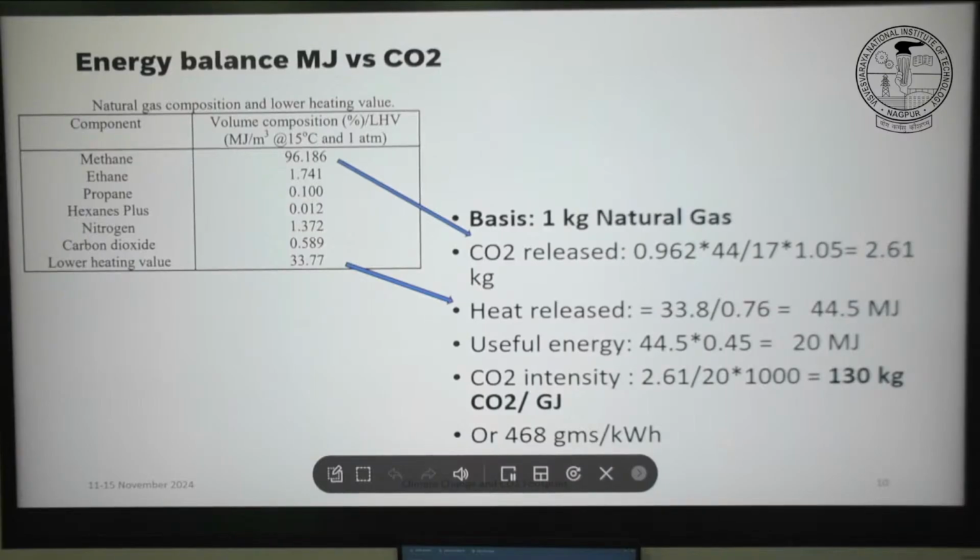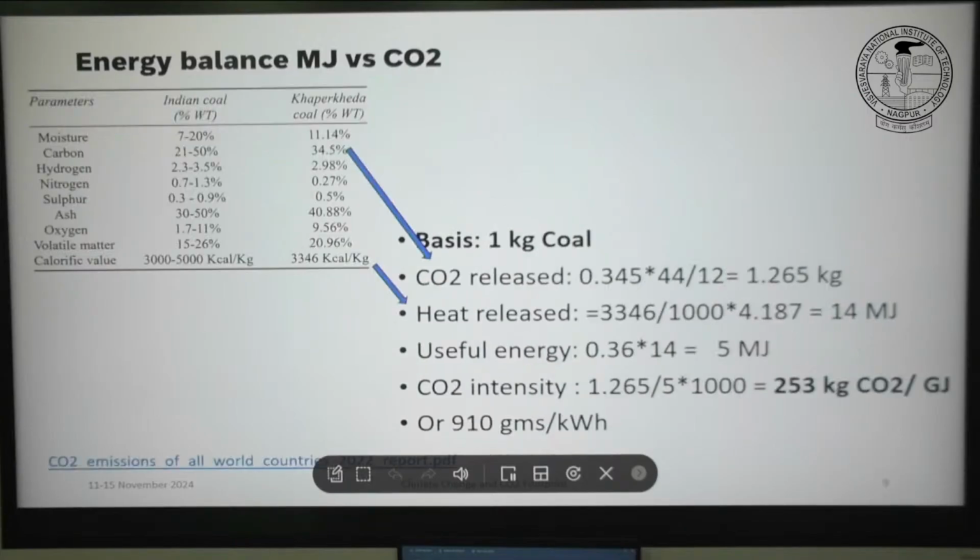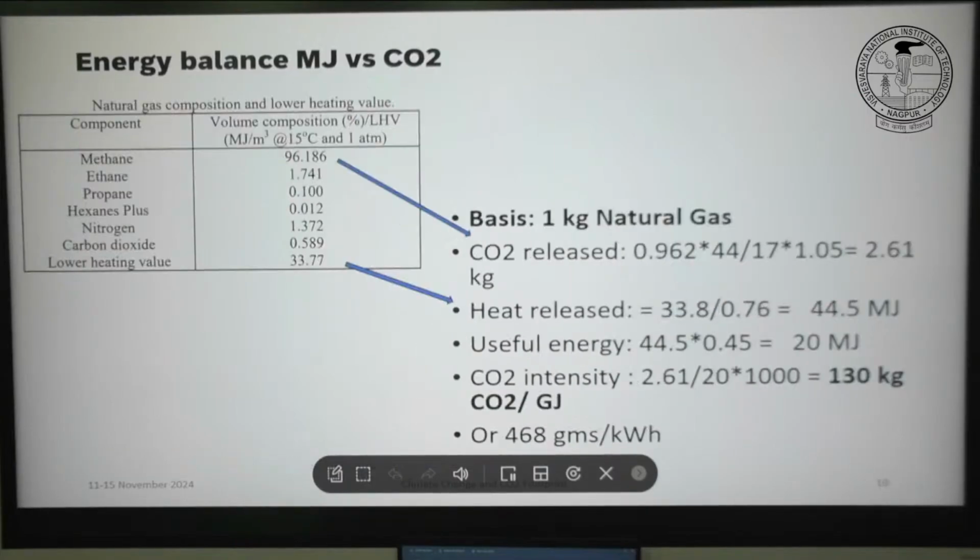Now look at the heat release, it's 44.5 megajoule. So useful energy is 20 megajoule. And the CO2 intensity would be around 470 grams per kilowatt hour of power produced. We saw in the last slide we used 0.36, and in this slide we use 0.45, because the efficiency of a natural gas based power plant is higher.